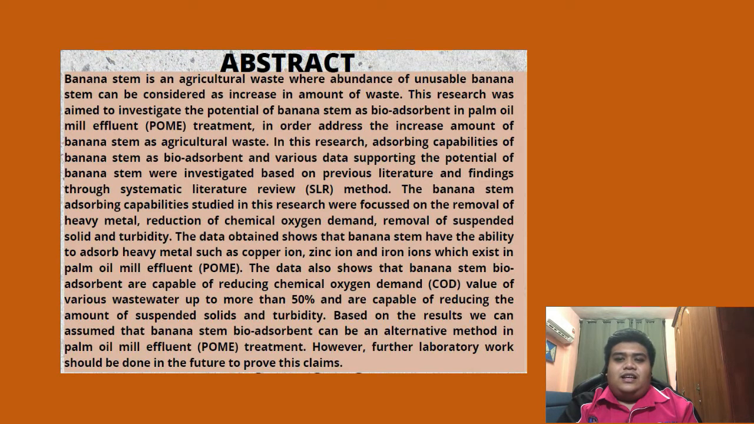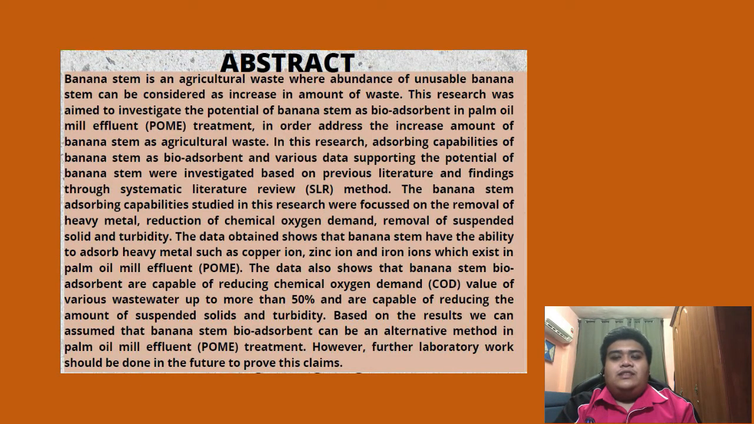In this research, the adsorbing capabilities of banana stem as a bioadsorbent, and various data supporting its potential, were investigated based on previous literature and findings using a systematic literature review. The adsorbing capabilities studied focused on the removal of heavy metal ions, reduction of chemical oxygen demand, removal of suspended solids, and turbidity. This is because all of these parameters are main concerns in the treatment of palm oil mill effluent.